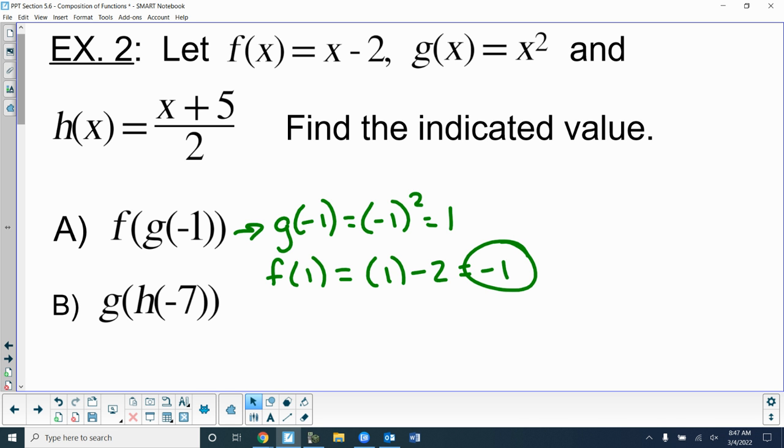Sophia got 1. You agree with her? Yes, that's what I got. 1 is correct. Okay?